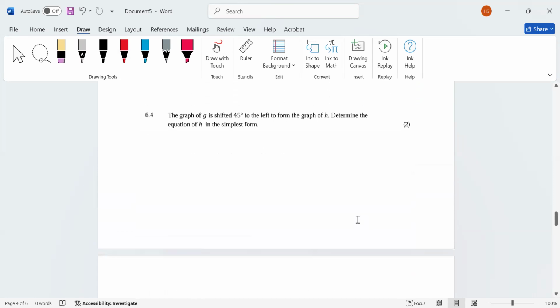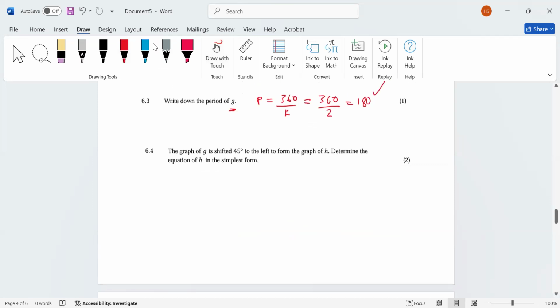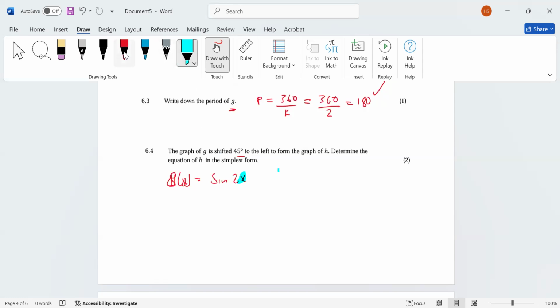The graph of g is shifted 45 units to the left. To the left, we are adding. So we take g, which is given as sine of 2x. And remember, you don't shift 2x, you shift x. This part is the one which is going to be shifted. This 2 here is not affected. So what we are going to have is sine 2 open bracket x plus 45.